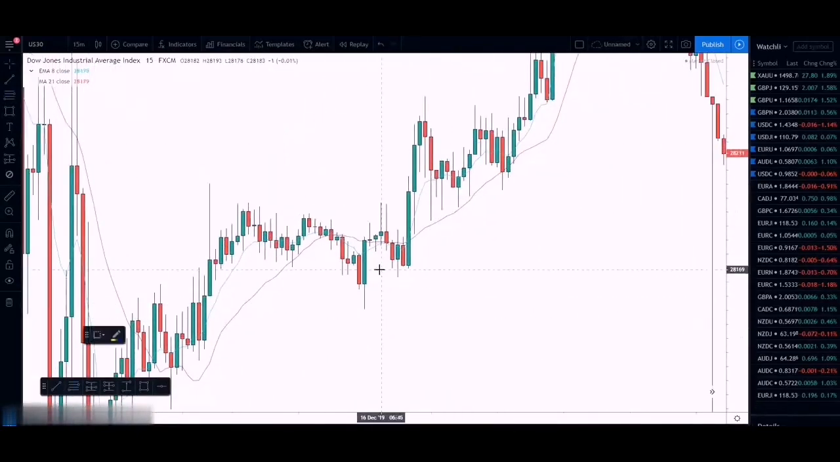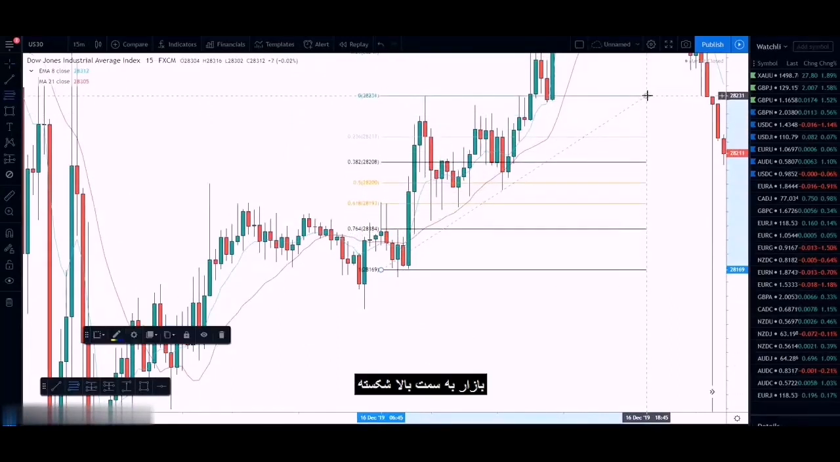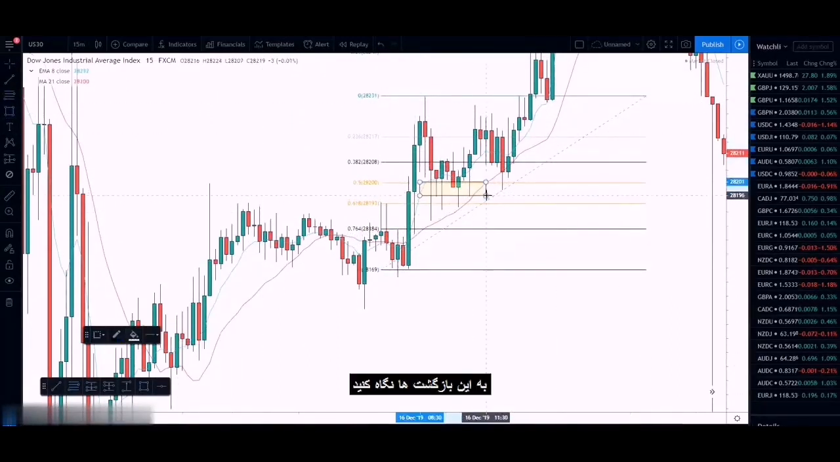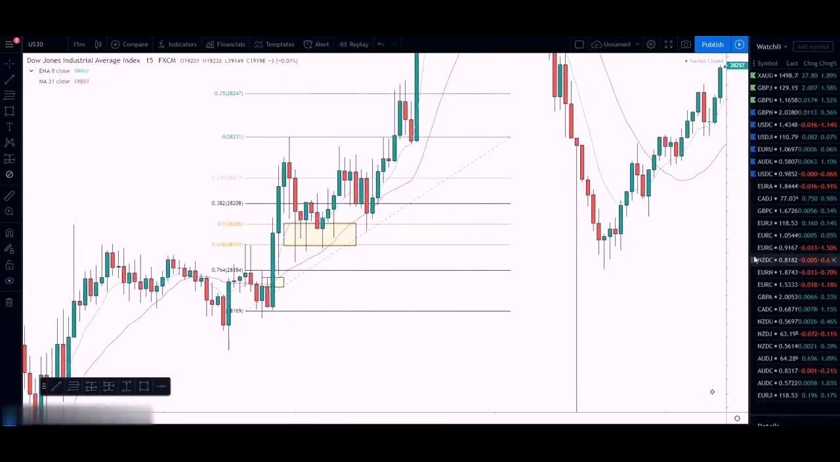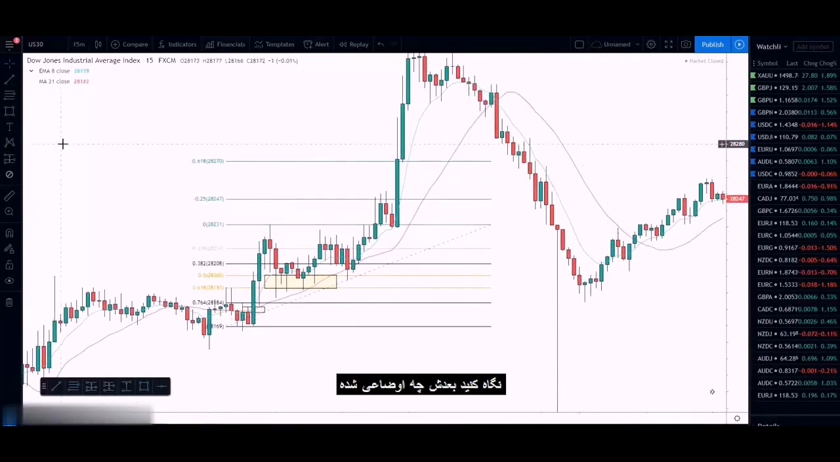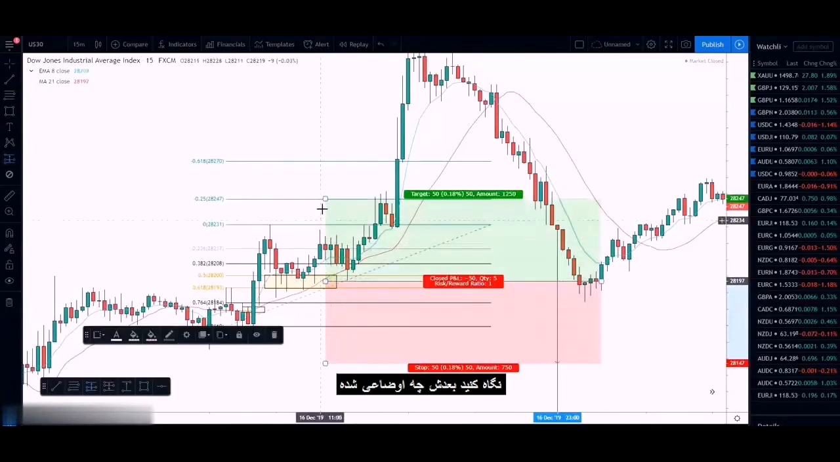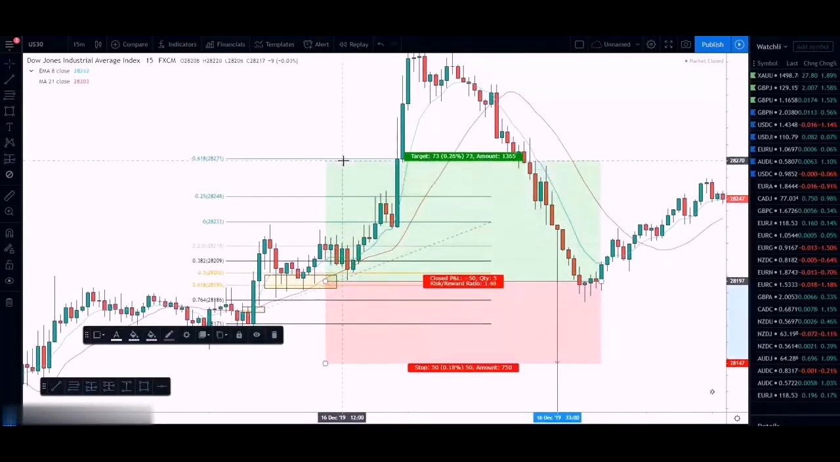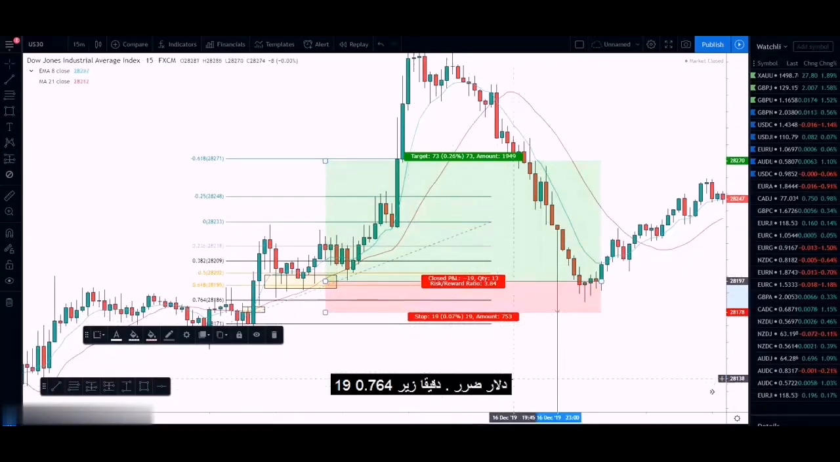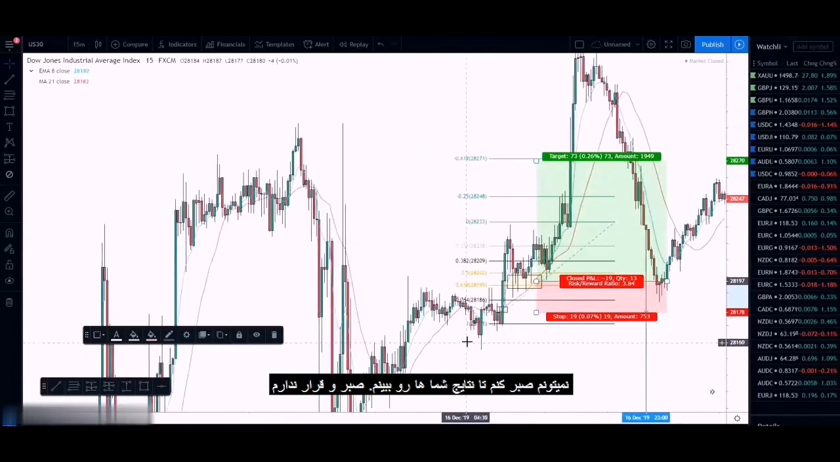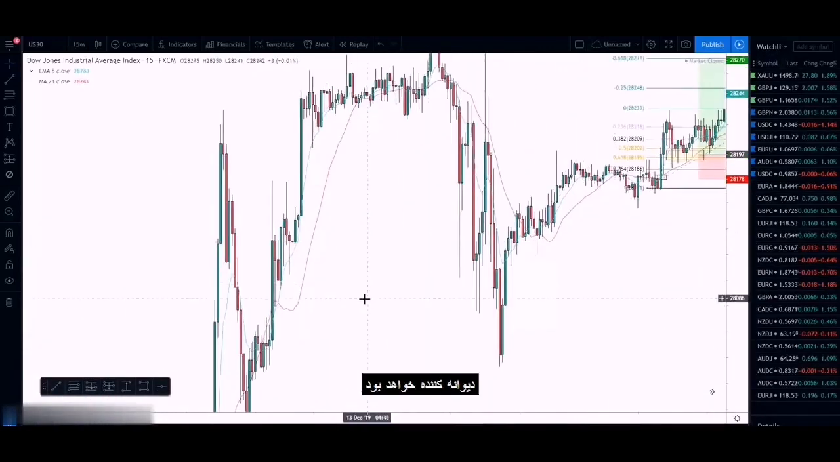They really don't. Market structure broke to the upside. Look at all these rejections. Look at the moving average crossover. Look what happened after. $73 minimum. $19 loss, right under the 764. Oh my god. I can't wait to see your guys' results. I really can't. I gotta see these testimonials. It's gonna be insane.